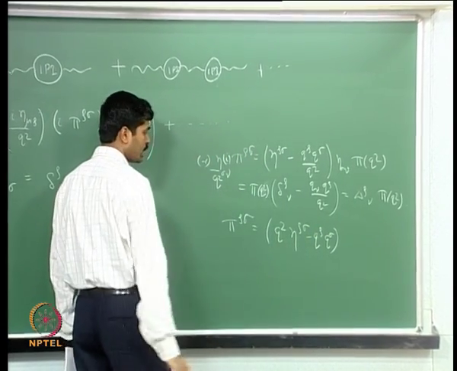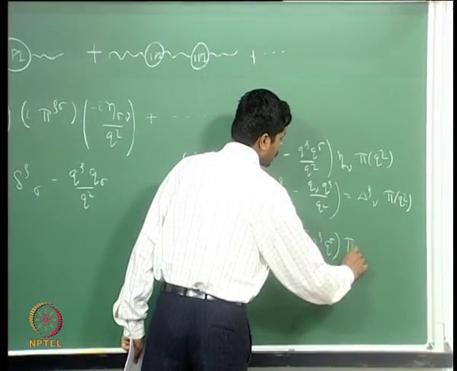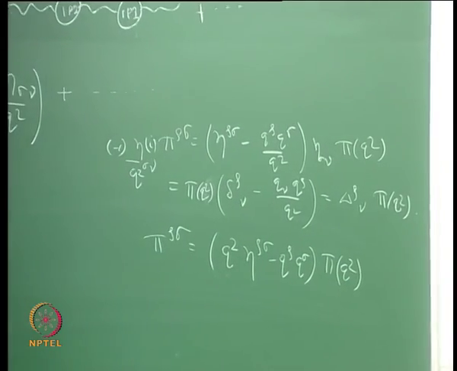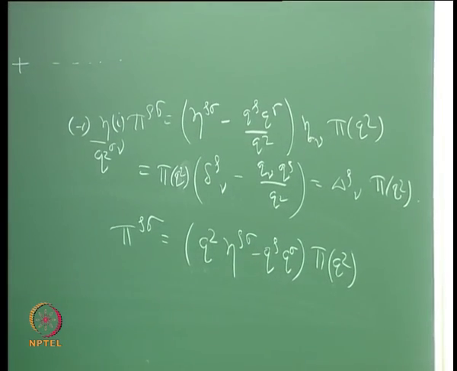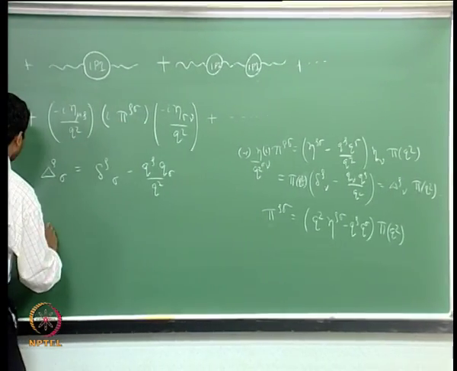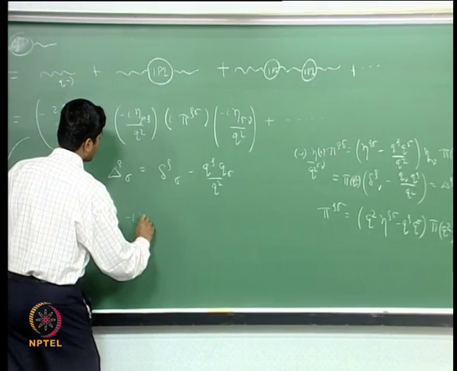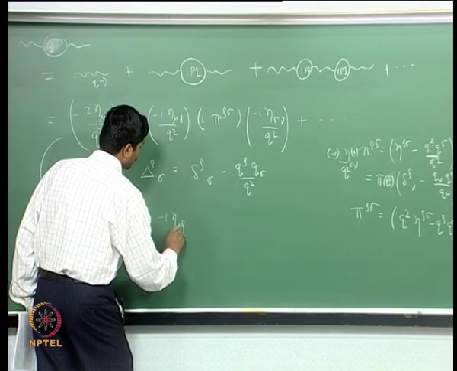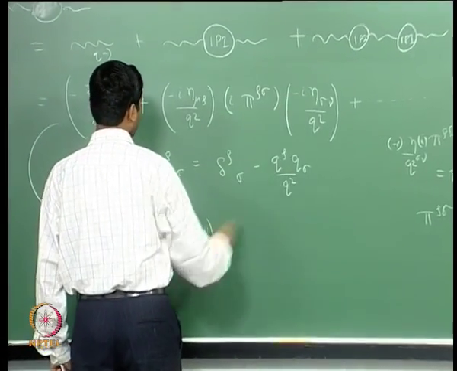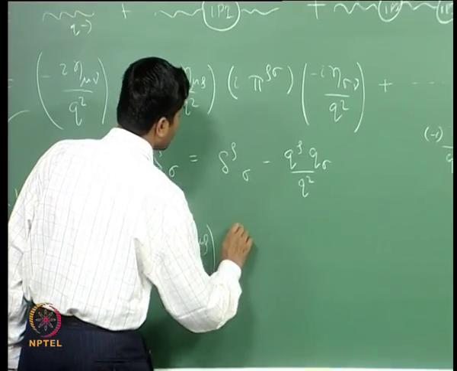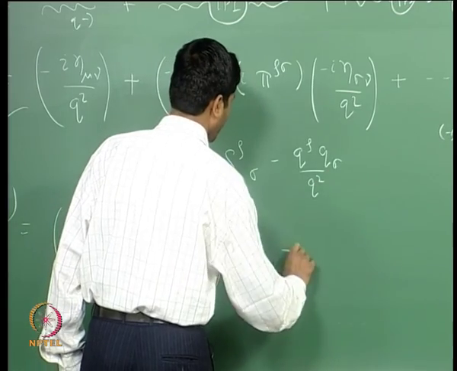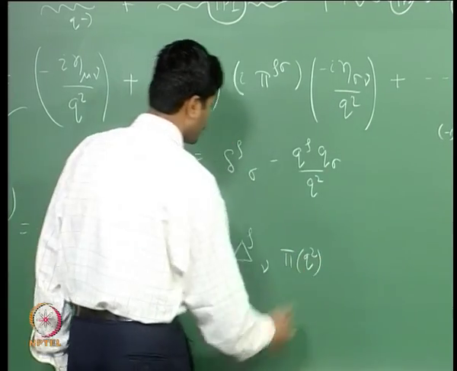Word identity uniquely determines this form times some scalar function of pi of q square, which we need to determine by doing explicit computation. So, if this is what is pi of rho sigma, then this term is given by minus I eta mu rho divided by q square, times the product of these two terms, which is simply delta sigma is contracted. So, delta rho nu times pi of q square.